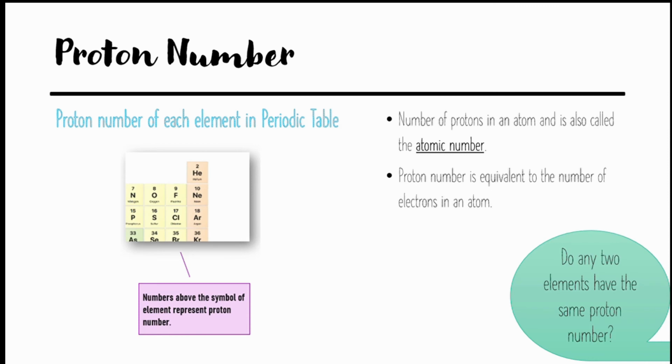Now let's go back to the PowerPoint presentation. We're going to talk about proton number. The number of protons in an atom is also called the atomic number. Proton number is equivalent to the number of electrons in an atom since the atom is a neutral atom. Okay, so we can see here in the periodic table, the numbers above the symbol of the element represent the proton number, same as before, yeah?